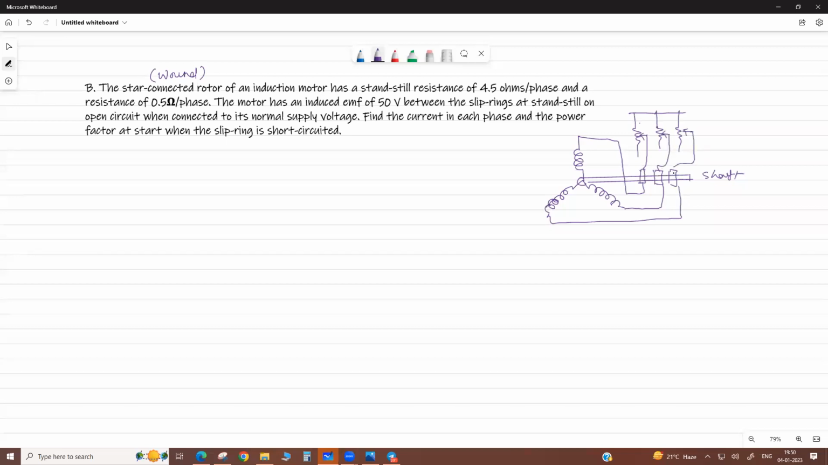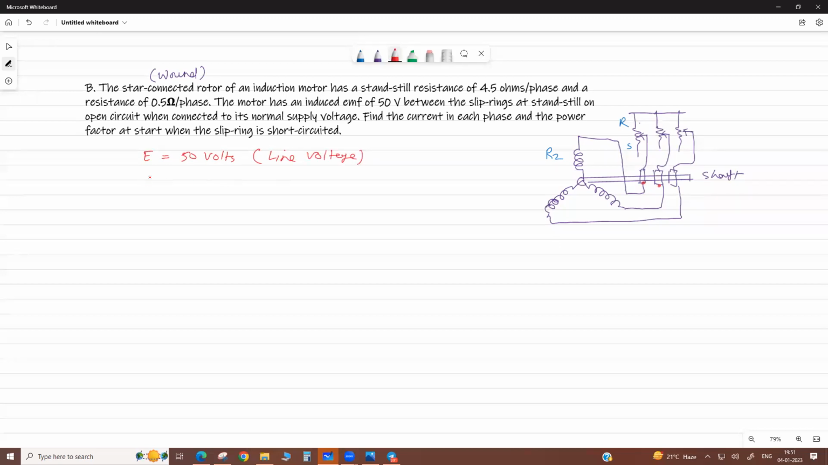Like this. Under running condition, we short this. In starting, we add this resistance. So per phase, this resistance is supposed to be R2. Now if we measure the potential between these two slip rings, what does it give? Actually E is given as 50 volts. It is a line voltage, my dear.